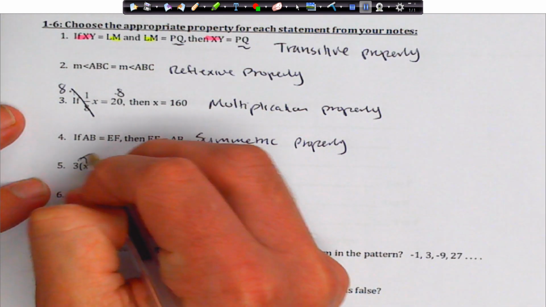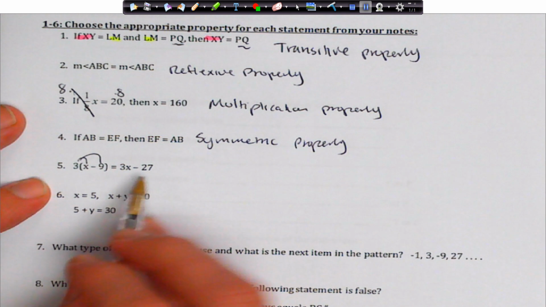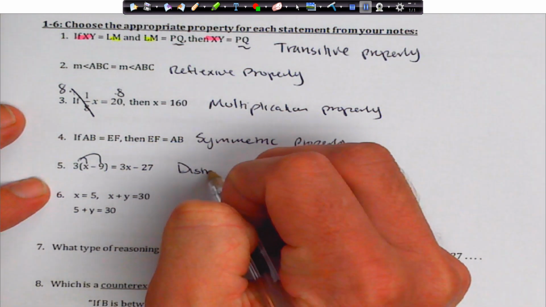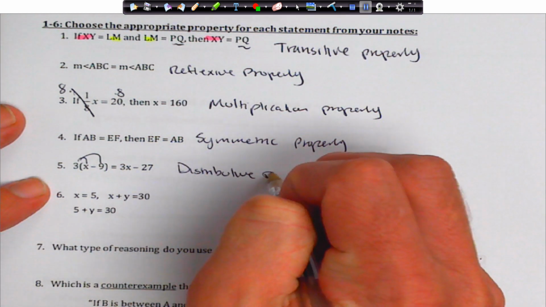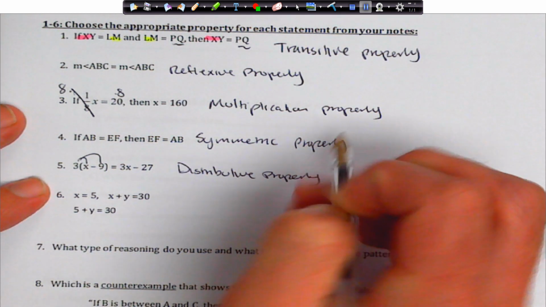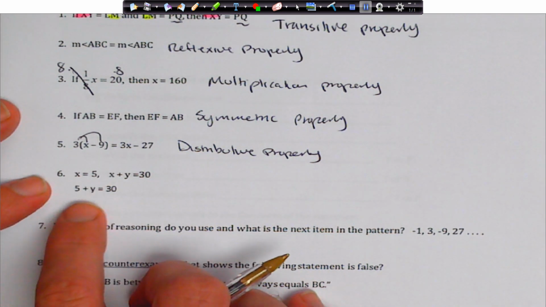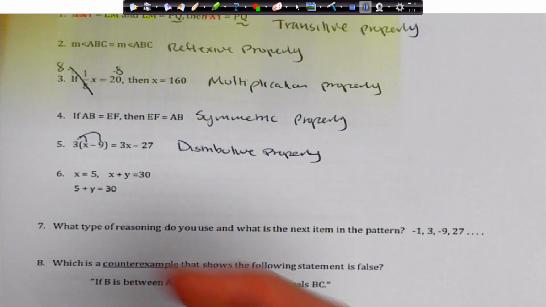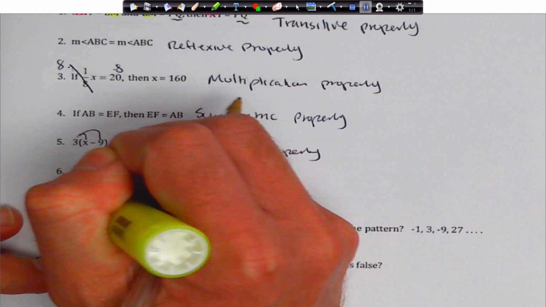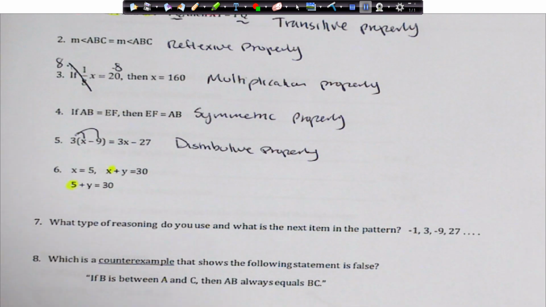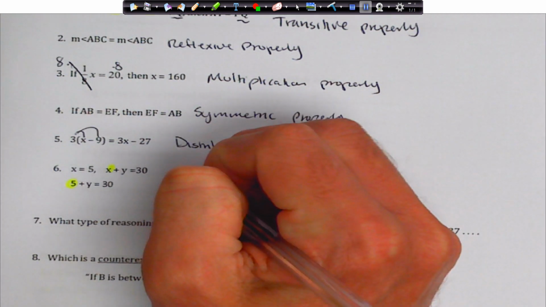Here we're distributing the 3 to get this, so that's distributive property. And then here we're saying x equals 5, and then x plus y equals 30, and then all of a sudden the x is no longer there, but it's 5. So that's an example of substitution property.